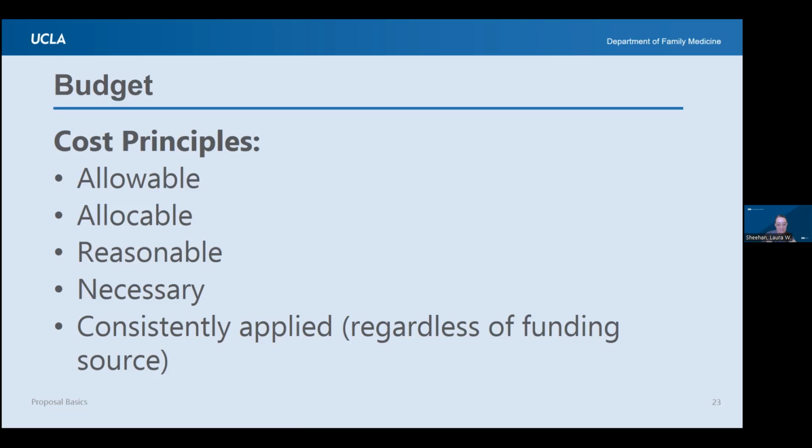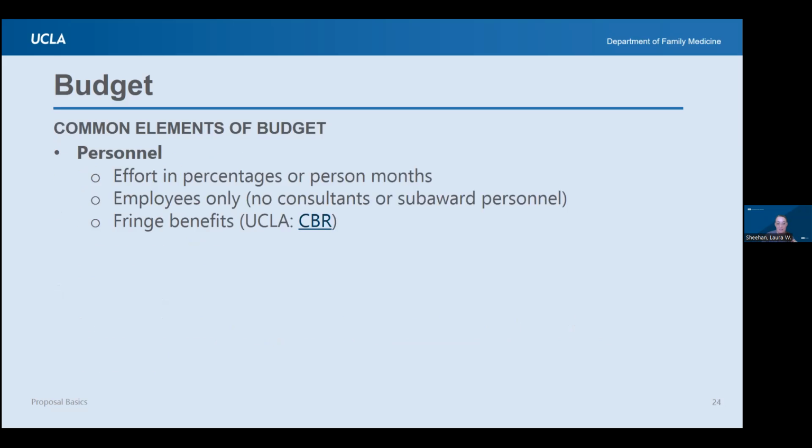Necessary, make sure everything that you're including in this is actually imperative for the research, and consistently applied. That means if you tell the NIH that your rent is $2,000 a month at your office, but then you turn around and tell PCORI that it's $5,000 a month, that is a huge audit flag. You will get in trouble. Make sure you are consistent between funding opportunities.